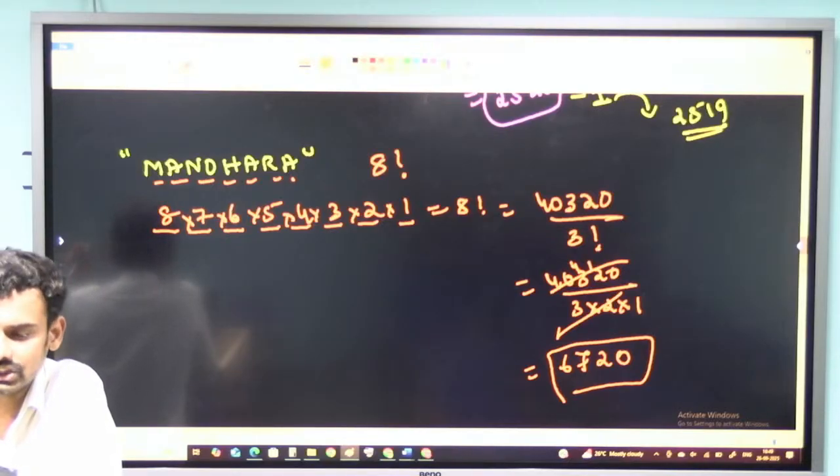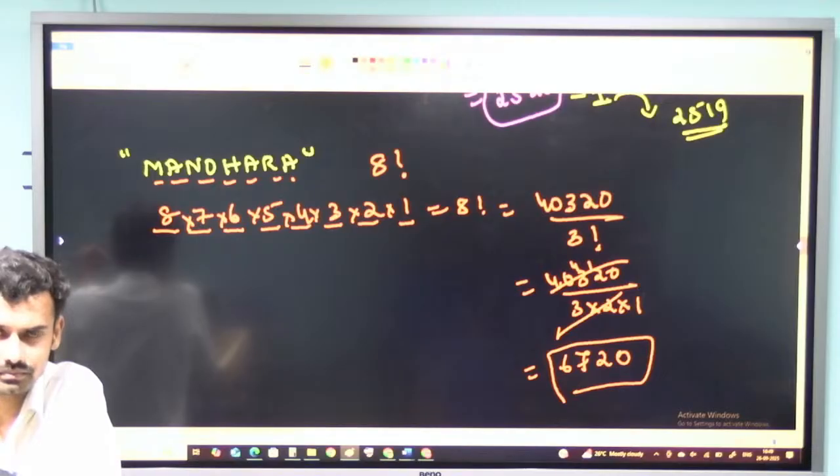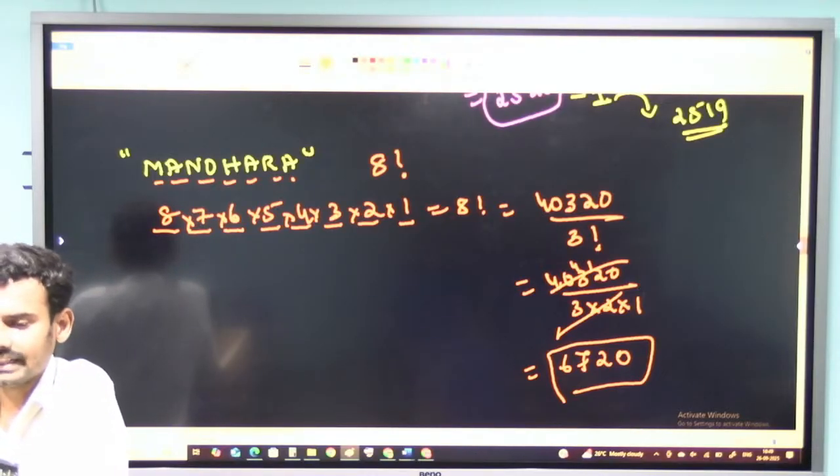Hope everyone understood why I am dividing the final answer by 2 factorial in the previous question and 3 factorial in this question. Because in the previous question, A was repeated twice. In this question, A is repeated thrice. Hope everyone is following this. Coming to the next question.